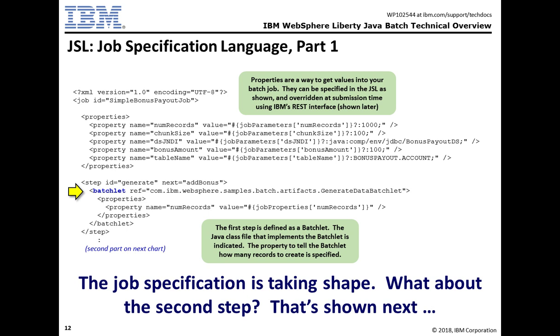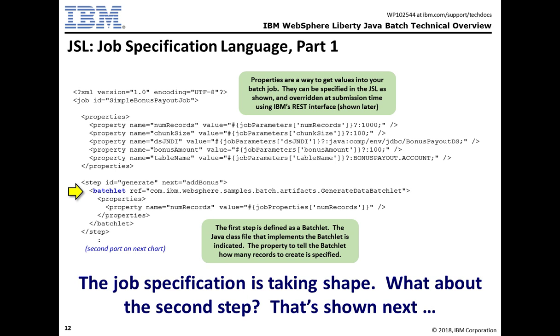So it's not going to just cascade down through the file. This is a simple flow control. It just says, after this step, go to the add bonus step, regardless of what happened here. JSL also supports a bunch of conditional logic where you can go to different steps depending on how this step finished. If it failed, then go to the failure handling step, and if it worked, go to the things are working great step, or whatever makes sense.